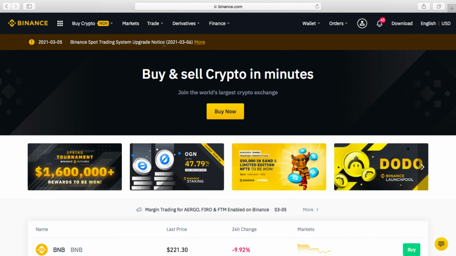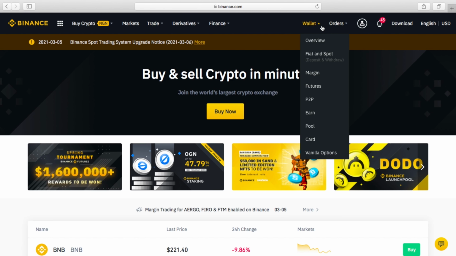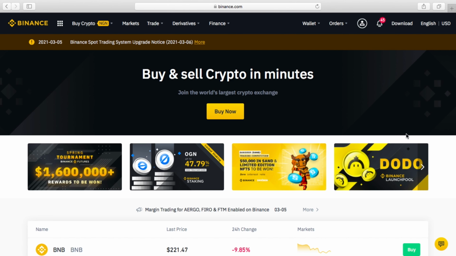Binance spot trading system upgrade notice. Okay, Binance will be going through an upgrade. But regardless, I just want to show you all how to trade. You understand? So this is it. When your chart shows like this, you can watch my full video on how to fund your wallet, how to buy cryptos and everything. And in this account, I have not done any verification. I just created this account for practice purposes.